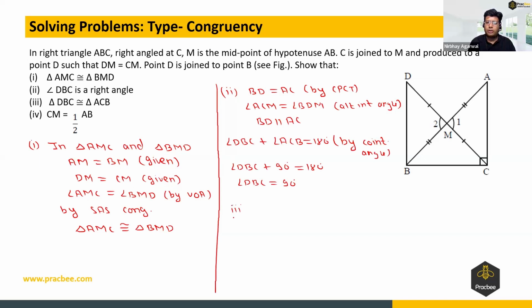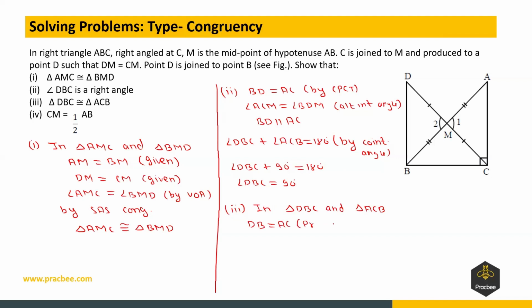Now discuss the third part. In the third part, what do we have to prove? Triangle DBC is congruent to triangle ACB. So take these two triangles DBC and ACB. In these two triangles, we have a lot of information to prove it. What should we write first? Should I write DB equal to AC? We have already proved this.